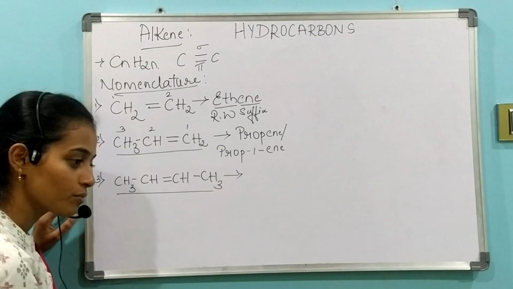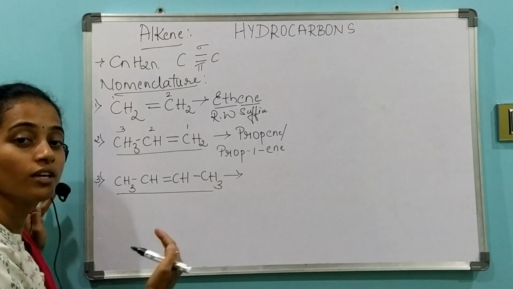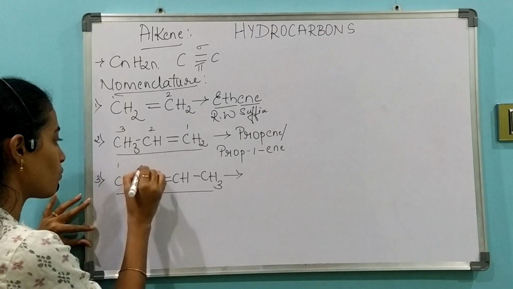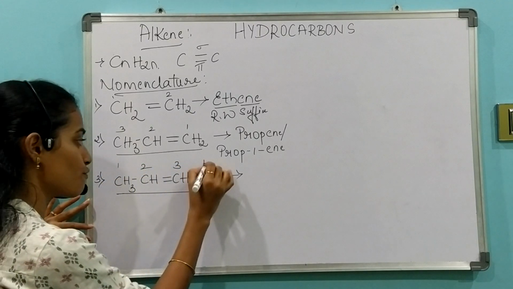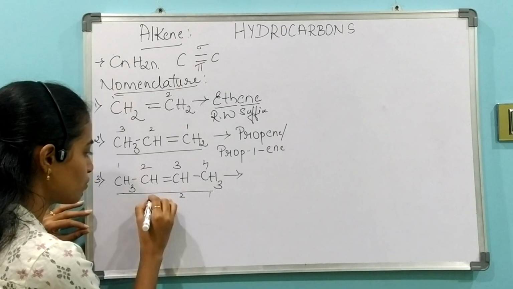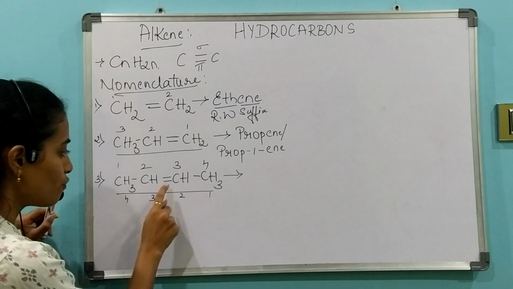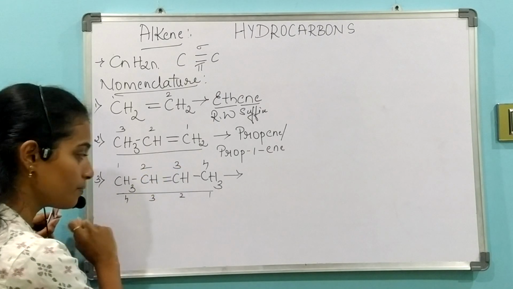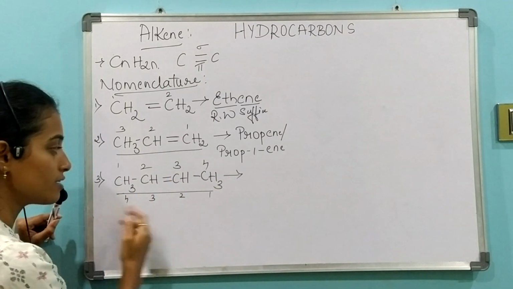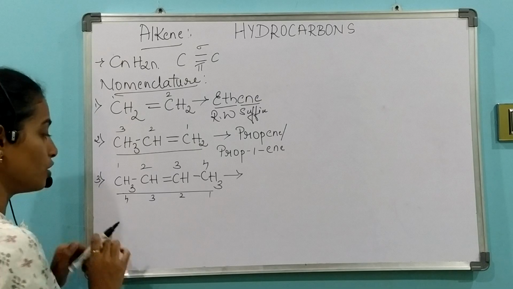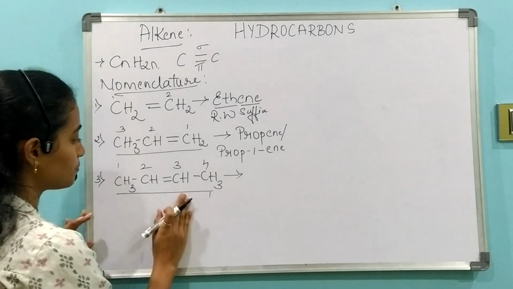You have to number it from the side where you are going to give the smaller number to the double bond. Started from the left hand side, 1, 2, 3, 4. Or started from the right hand side, carbon 1, 2, 3, 4. See, for the double bond, you are getting carbon number 2 and 3. And if you started from the right hand side, 2 and 3, all same. Both the sides are saying the same. Correct? So let it be from the left hand side.